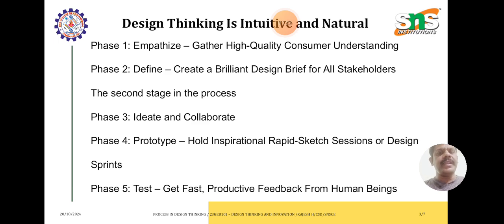So the various phases of design thinking are as follows. There are totally 5 phases which are intuitive and natural. Phase 1, empathize, where we have to gather high quality consumer understanding. Phase 2 is the define phase. We have to create a brilliant design brief for all the stakeholders who are involved in the design thinking process.